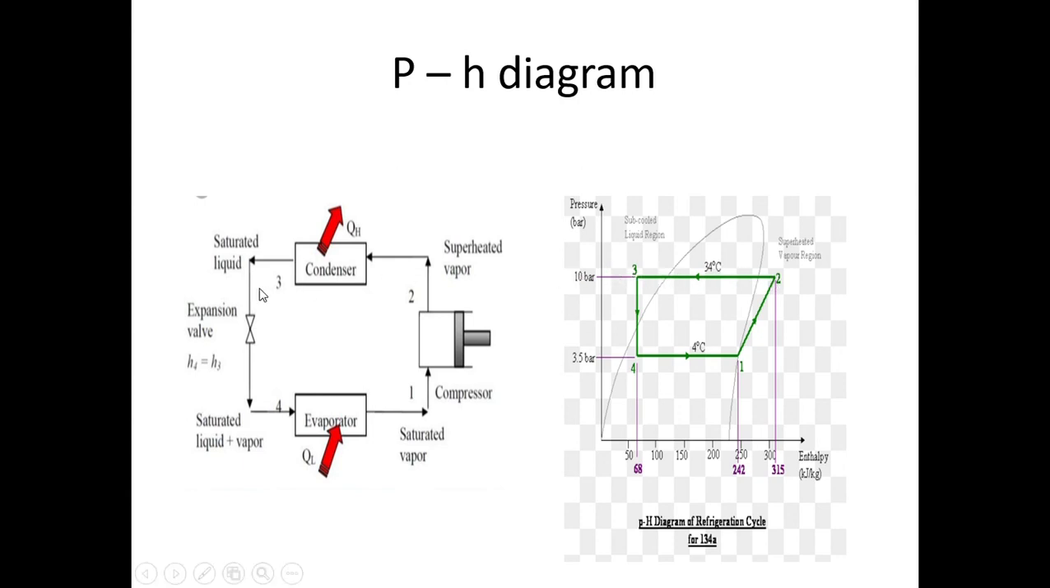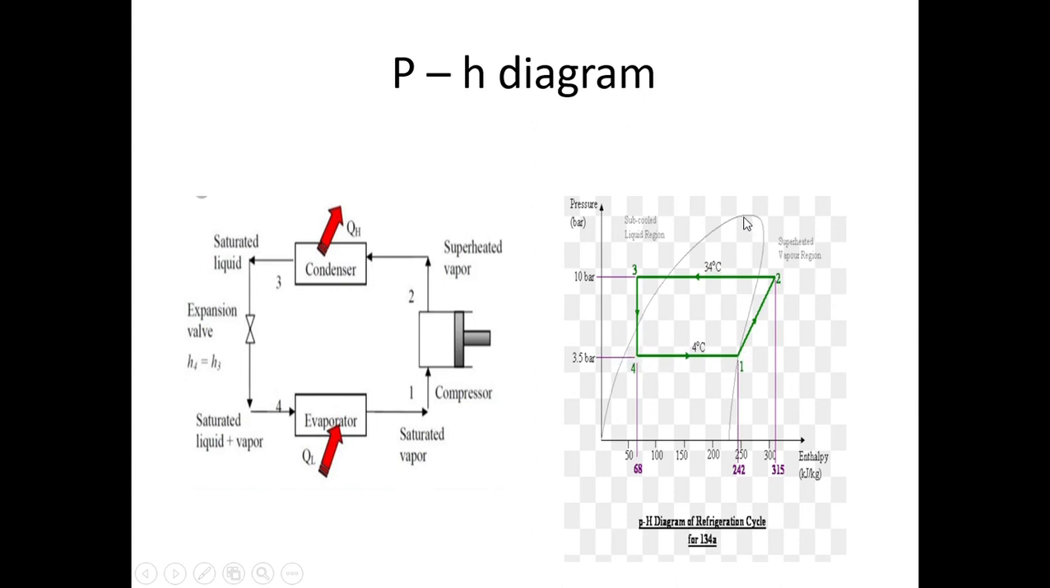Now we have expansion through the expansion valve. 3-4 is a constant enthalpy process. Expansion in an expansion valve is a Joule-Thomson expansion, so it's a constant enthalpy process. So 3-4 is a straight line like this. That means point 4 is not in the saturated condition. It is in the wet vapor region, between this curve and this curve.